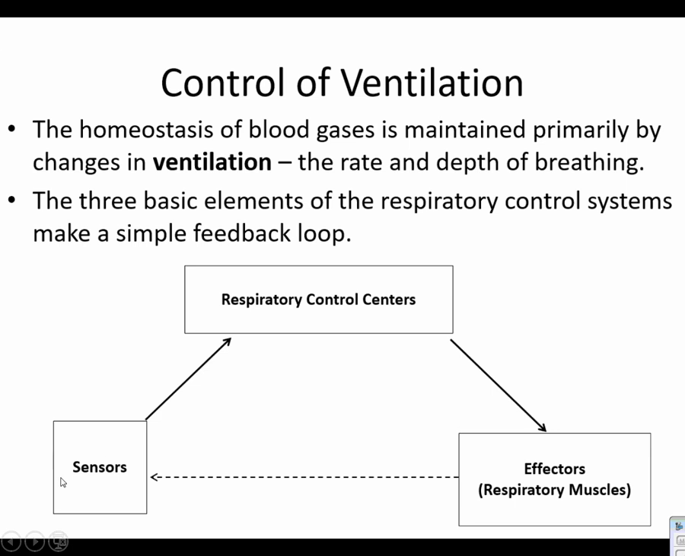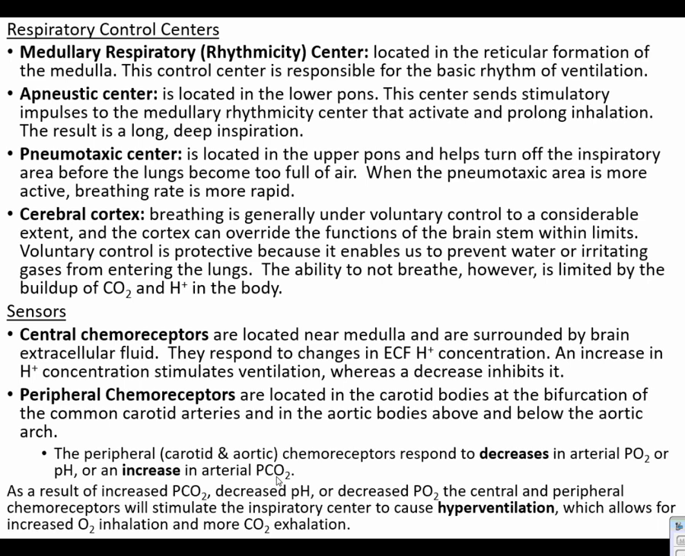So we've got sensors or receptors that monitor chemical concentrations. Control centers, these are up in our brain. Then we've got effectors, which are the respiratory muscles that we talked about the other day. So here's the input, here's the output. The response, as we see with the dotted line, is going to be negative feedback, trying to return us back to normal. So let's talk about those control centers and sensors.